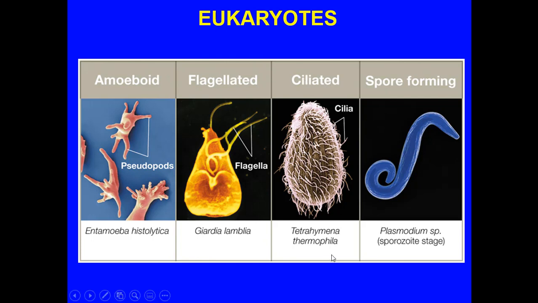Here's an example of a ciliated one. This is relatively harmless, Tetrahymena thermophila. You can see all the small hairs of the cilia, which help propel this cell along. The last one is the spore forming, and here you see Plasmodium species in its sporozoite stage.